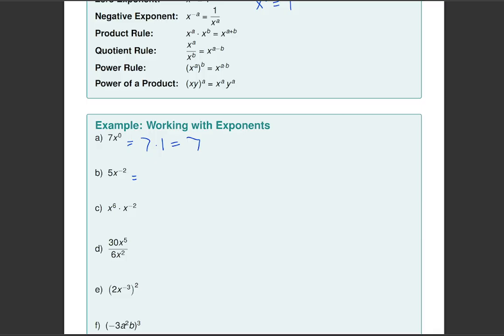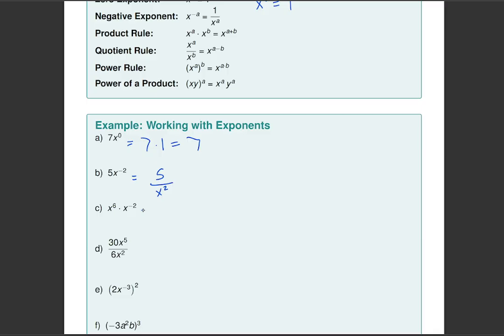Now we have 5x to the minus 2. This is our negative exponent rule. And so the x must go to the denominator. So we get 5 left alone divided by x squared. So that minus 2 in the exponent just means put the x in a denominator. This still has power 2.